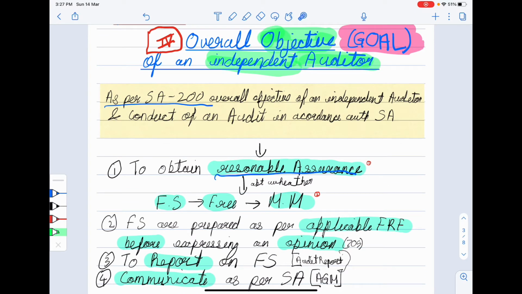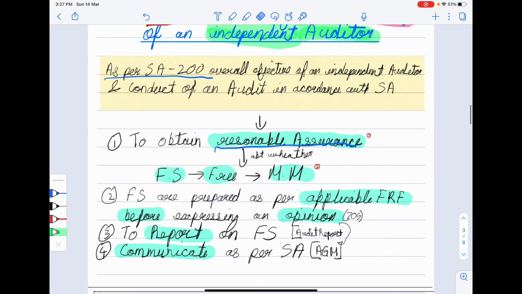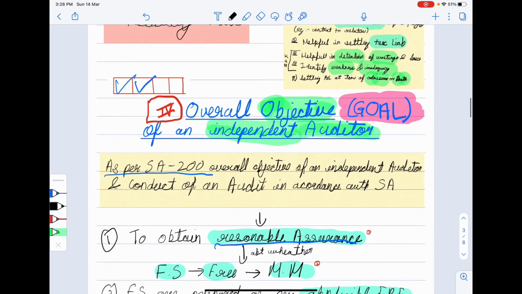So the overall objective of the independent auditor, as per SA 200, is to conduct the audit in accordance with the SAs. The overall objective is to obtain reasonable assurance whether financial statements are free from material misstatement and are prepared as per the applicable FRF before expressing an opinion, to report on the financial statements and communicate as per the SAs. So these 4 points are our overall objective of an independent auditor.